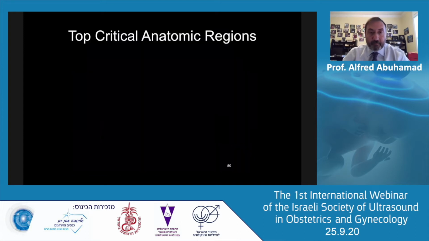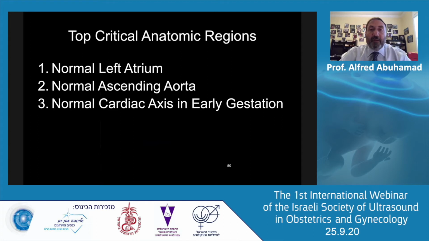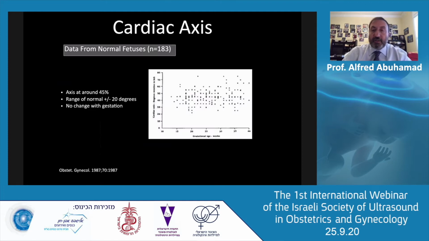Really important. The third anatomic region I'm going to talk to you about is the cardiac axis in early gestation. Now that the 1st trimester ultrasound has become really common and has a lot of value in detecting fetal malformations, looking at the cardiac axis in early gestation is really important. This is data from 1987, looking at the cardiac axis in the 2nd trimester. And you could see that the cardiac axis in the 2nd trimester does not change all the way to term, with a range of 45 degrees plus or minus 20 degrees.